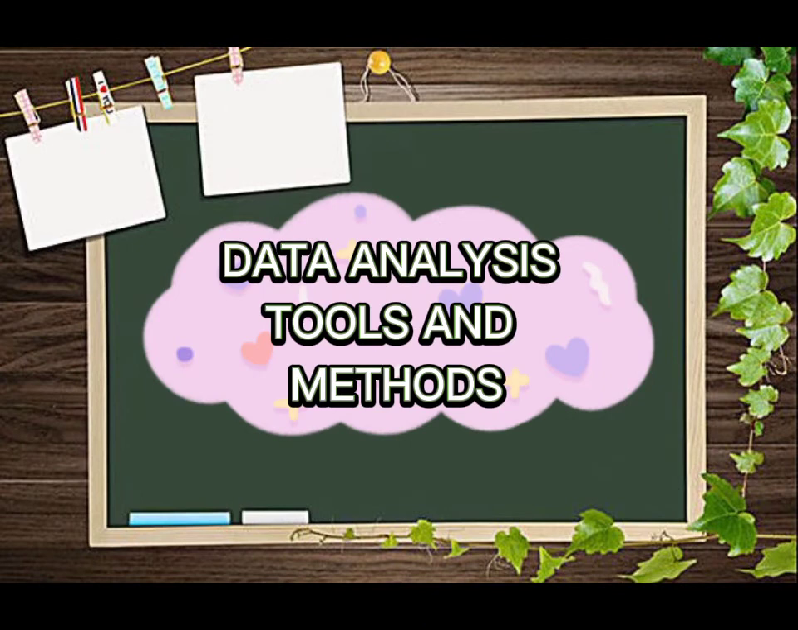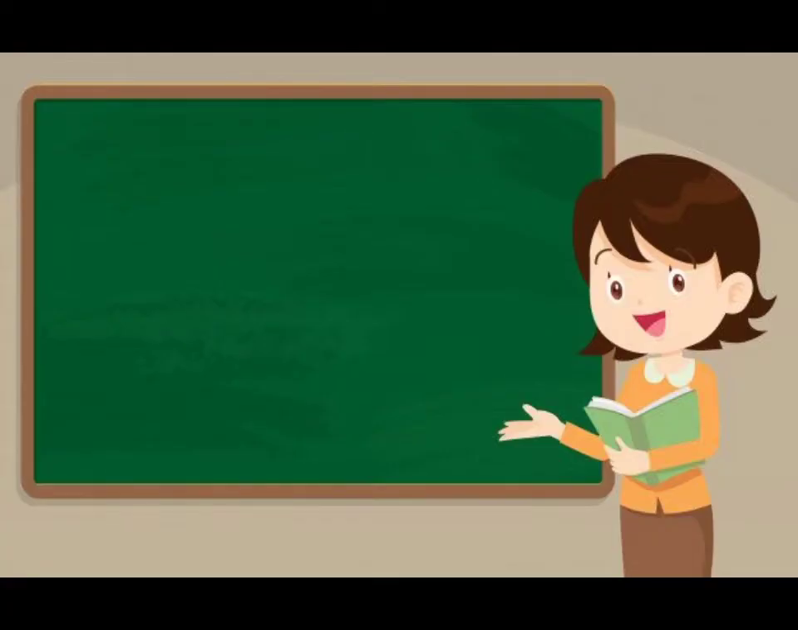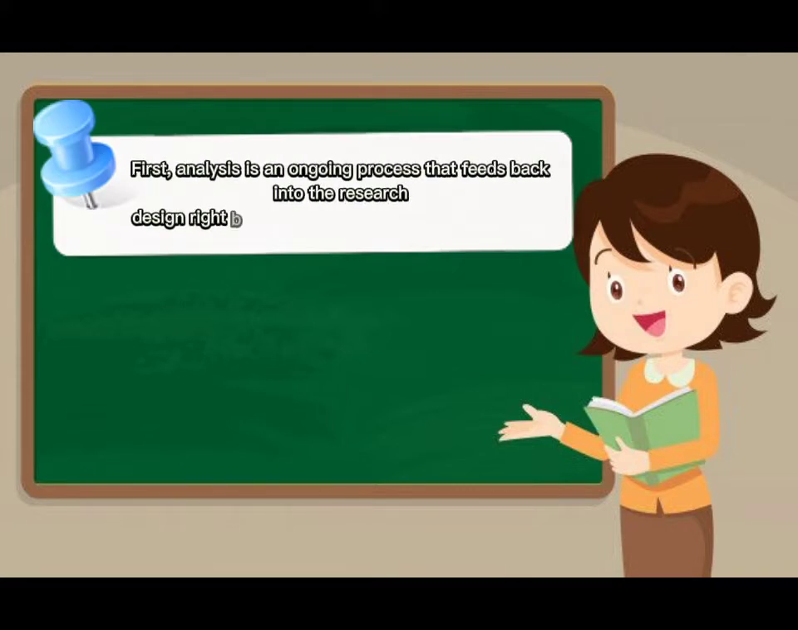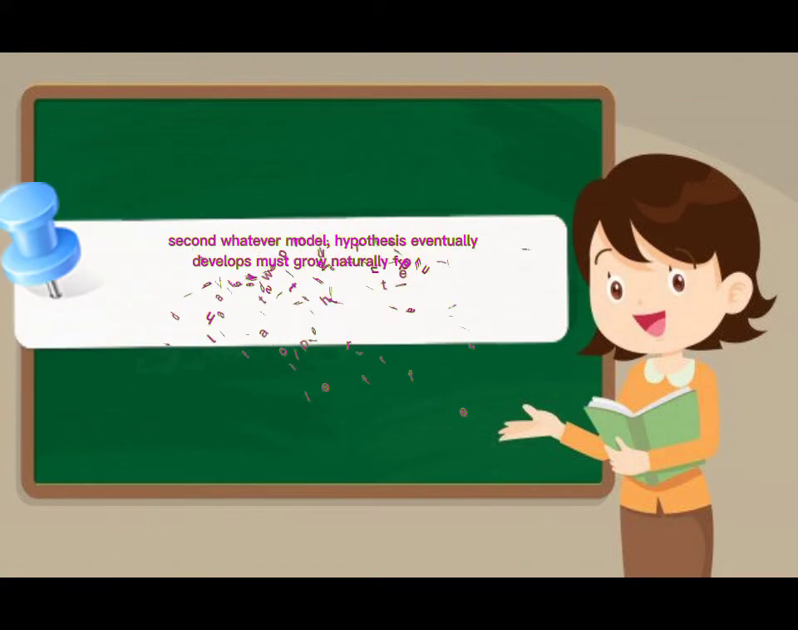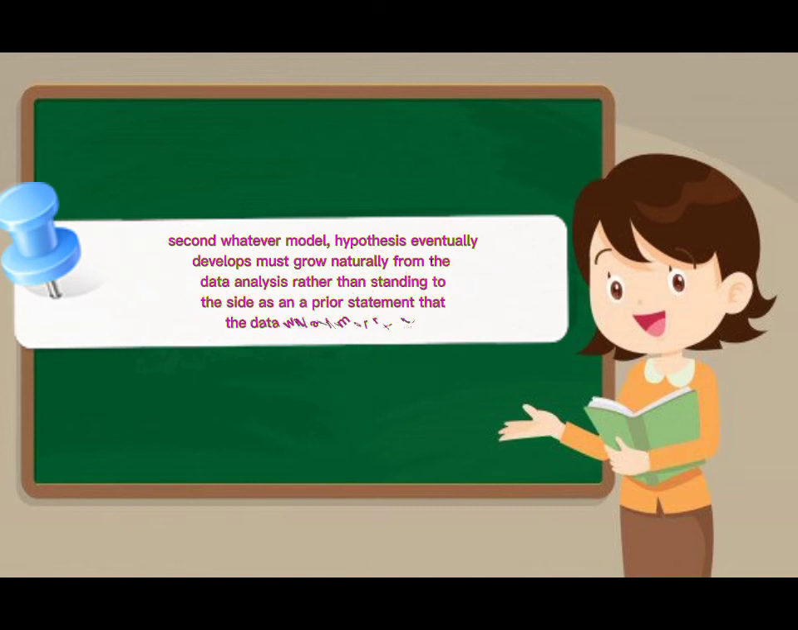Data analysis tools and methods. Two principles of qualitative data analysis recur in virtually all descriptions of it. First, analysis is an ongoing process that feeds back into the research design right up to the last moment of data gathering. Second, whatever model or hypothesis eventually develops must grow naturally from the data analysis rather than standing to the side as a prior statement that the data will affirm or refute.